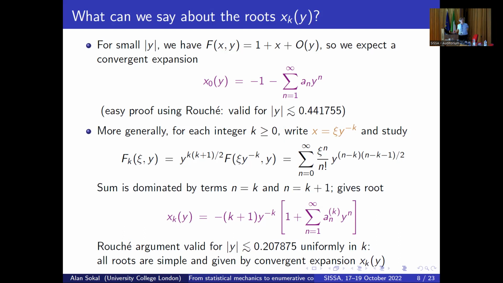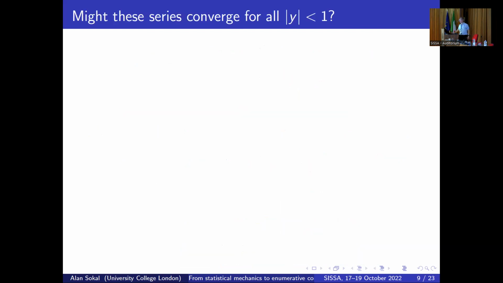And for a slightly smaller disk of y, you can make this Rouché argument uniformly in k. So at least for y less than this number, something like 0.2, all the roots are simple, and they're given by these convergent expansions x_k of y. And then I ask, might it be true that these series actually converge in the whole unit disk? Well, of course, they converge up to the first singularity. And there are two ways that a root could fail to be analytic, could have a singularity.